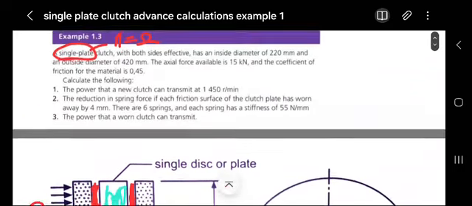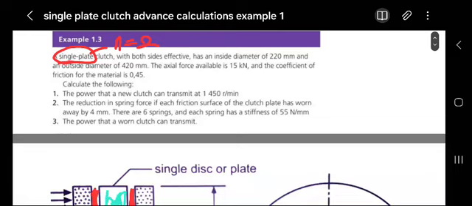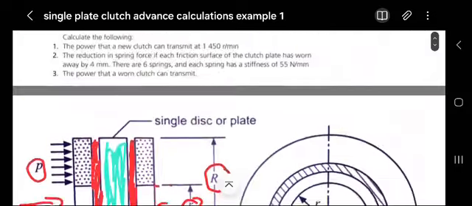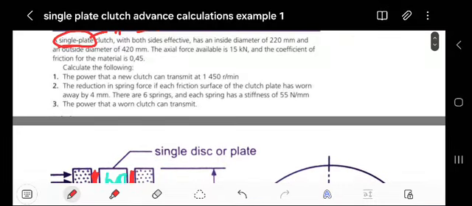So let's go for question 1. Let us attack question 1. They want us to calculate the power that a new clutch can transmit. We are still under new. This is very important. A new clutch can transmit, and then we're given N there.